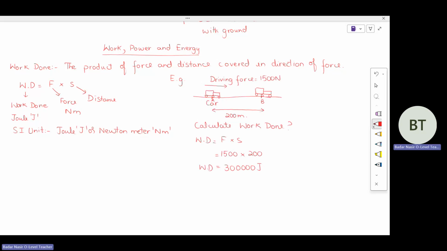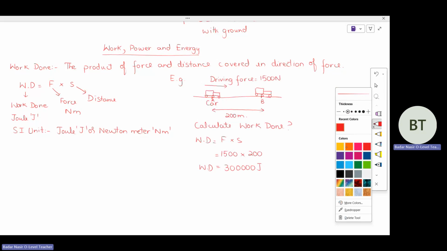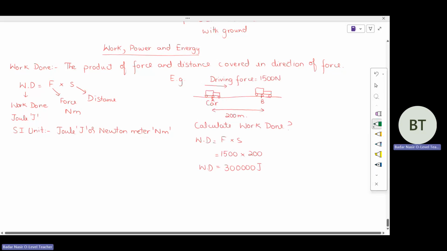So what we have discussed so far is what work done is. It is the product of force and distance covered in the direction of the force. Okay? So the formula for work done is force times the distance. The condition is that the direction of force and distance should be equal. Okay. Now let's see one more example.